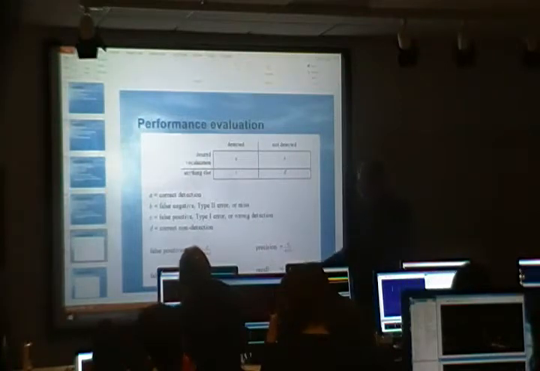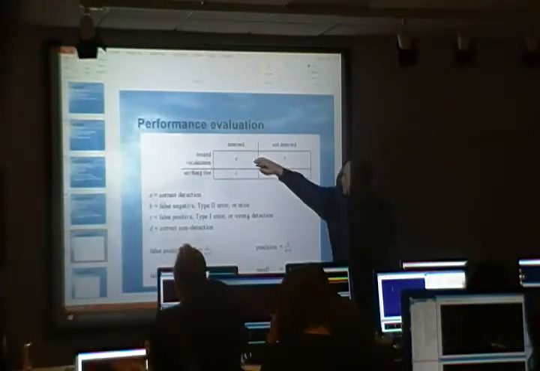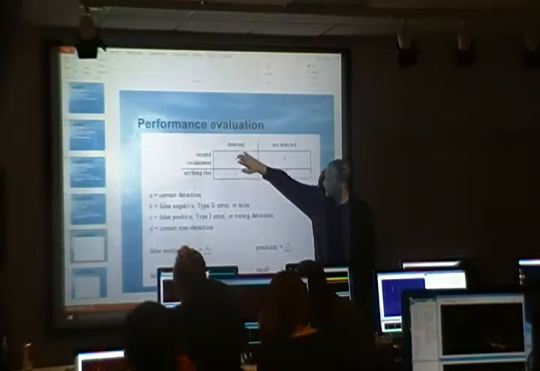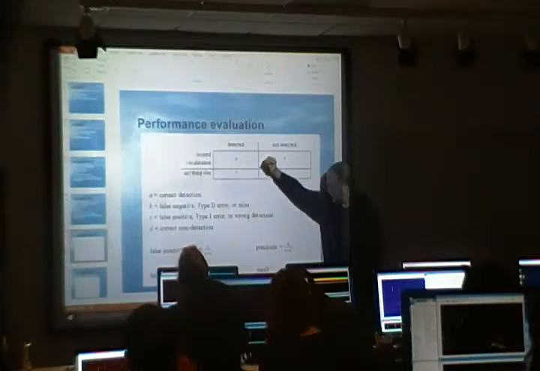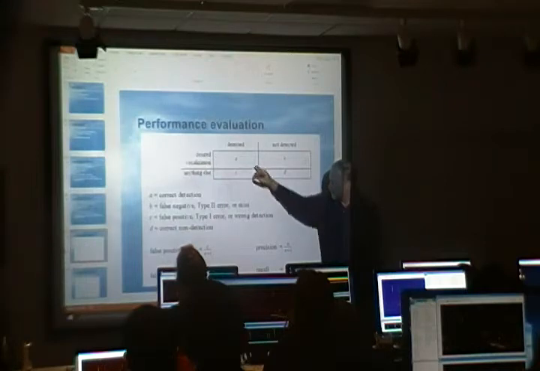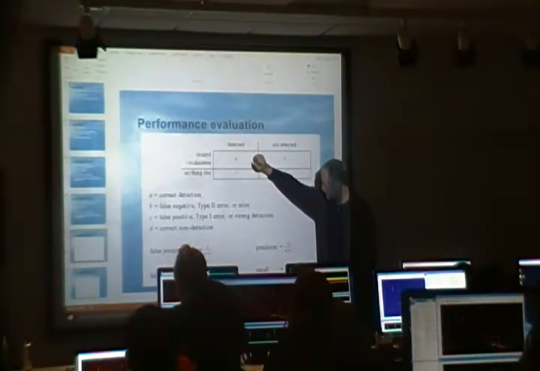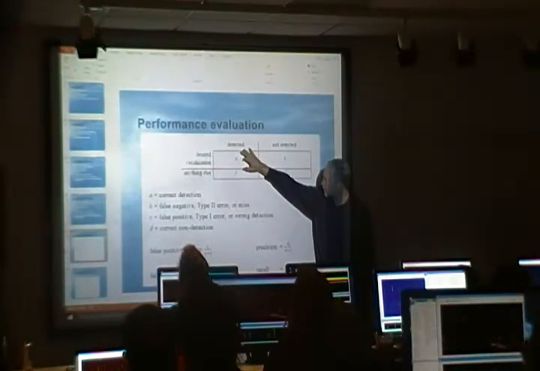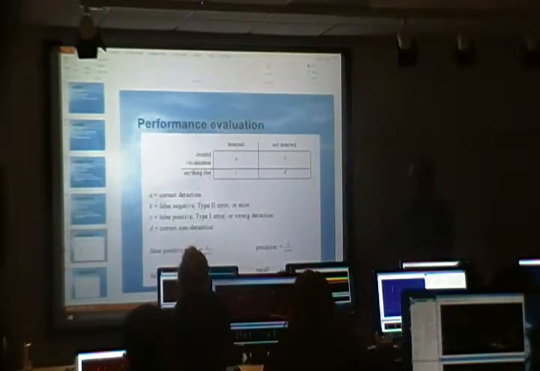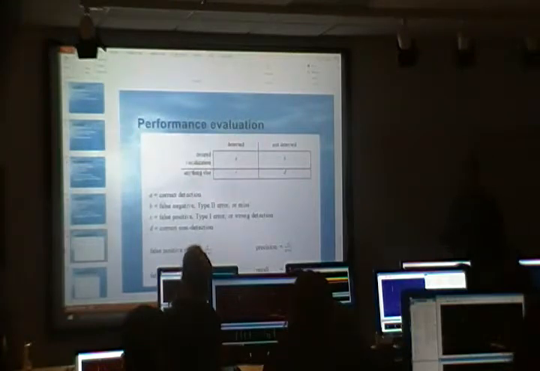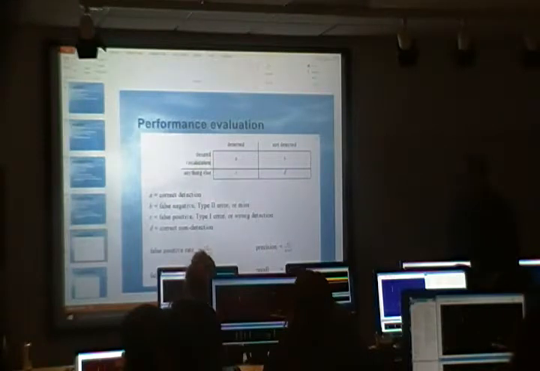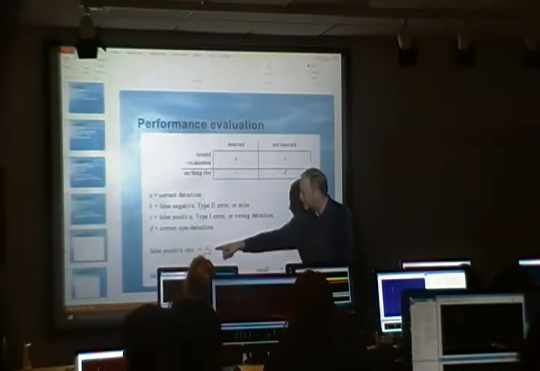Precision and recall are often used together. Precision is the number of times that a call was detected over total number of detections. It's the same as the false positive rate. And recall is also another name for the false negative. It's the inverse of the false negative rate. The times we detected something over all the times there was a call present. So recall plus false negative rate add up to one. Precision and false positive rate add up to one.